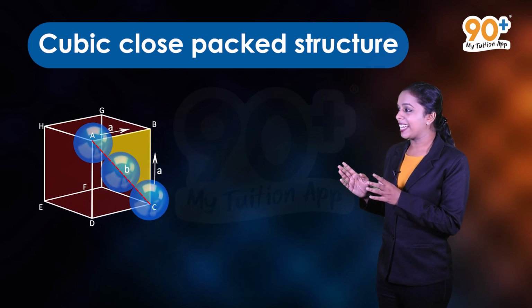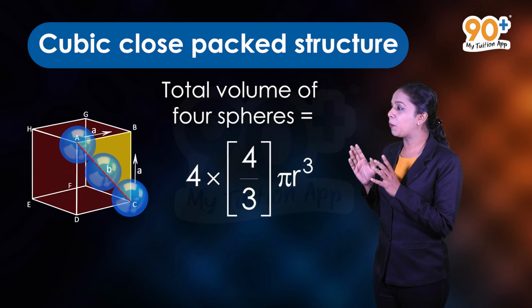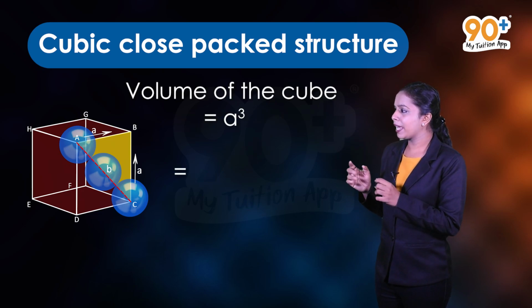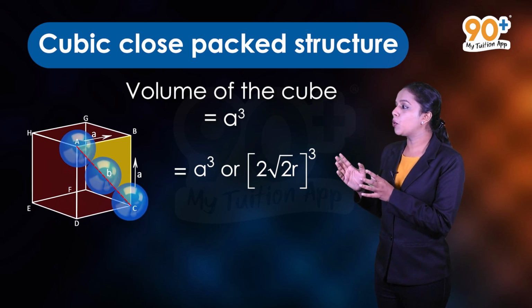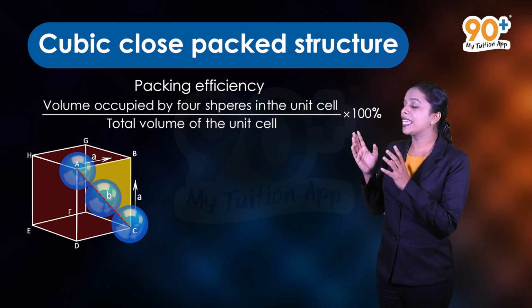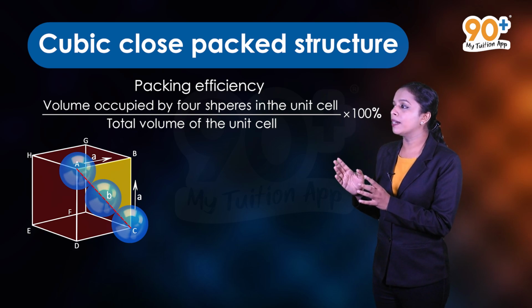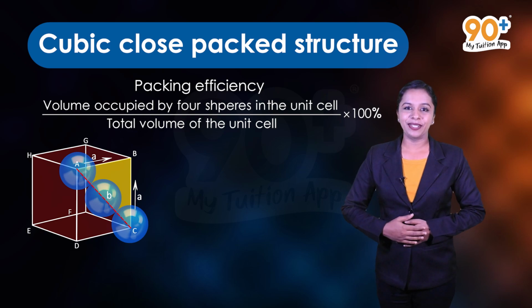Thus, we can say that the total volume of 4 spheres is equal to 4 into 4 by 3 into pi r cube, and the volume of the cube is a cube, or (2 into root 2 r) the whole cube. Therefore, the packing efficiency is equal to the volume occupied by 4 spheres in the unit cell divided by the total volume of the unit cell into 100.